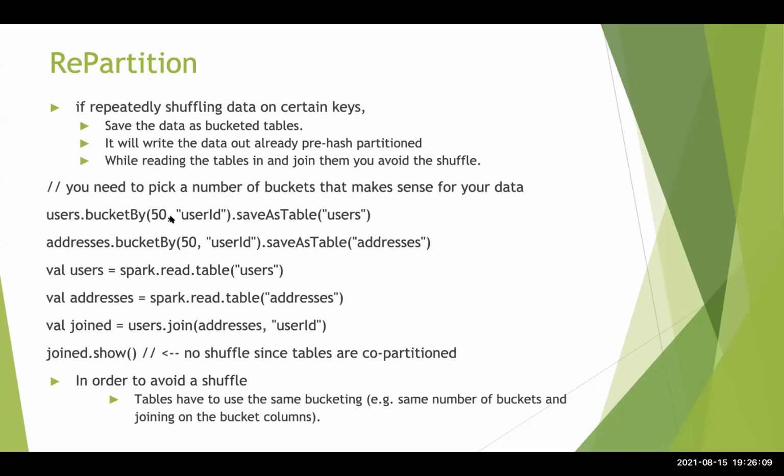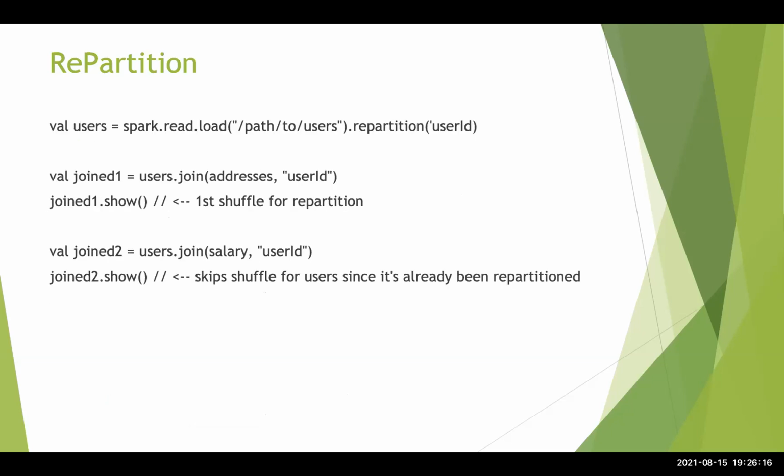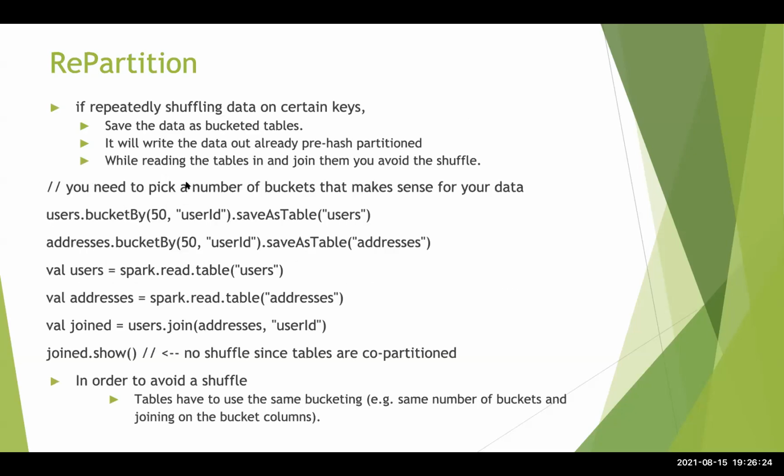Now another thing is repartition, if you are repeatedly shuffling data on certain keys. Let's say I need to keep joining users and addresses and users and salaries. So I need to keep doing such things. This is an improvement, and not many people know it, by the way. If I'm doing repeated shuffling of data on certain keys, then save the data as a bucketed table.